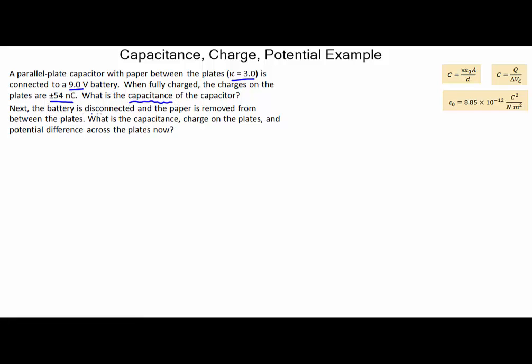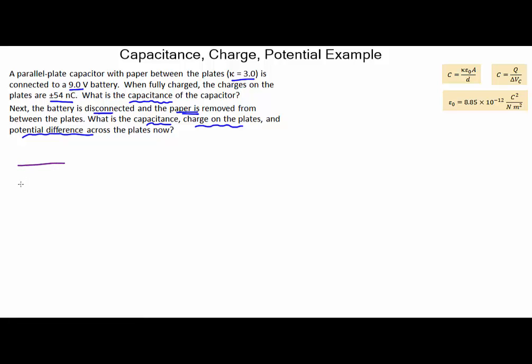Next, it says that the battery is disconnected and the paper is now removed from between the plates. Then it asks, in this new situation, what's the capacitance, what's the charge on the plates, and what's the potential difference across the plates. And I've listed the relevant equations and constants over there, but you know that the first thing you always want to do in any physics question is draw a picture.